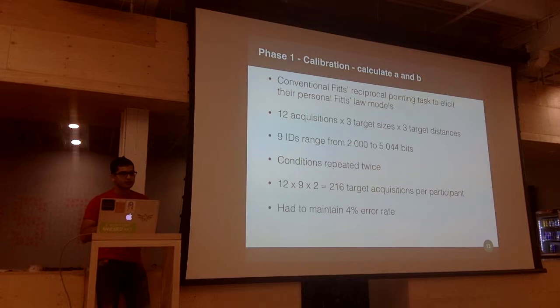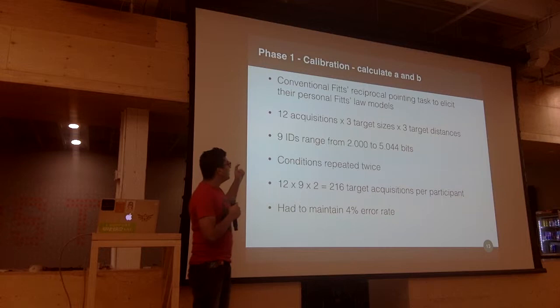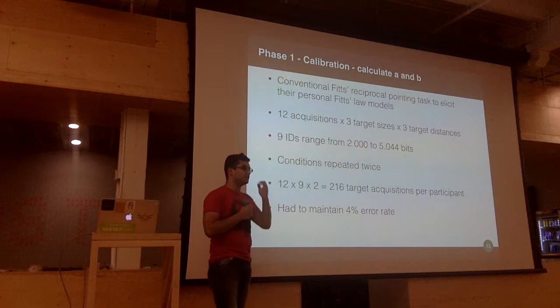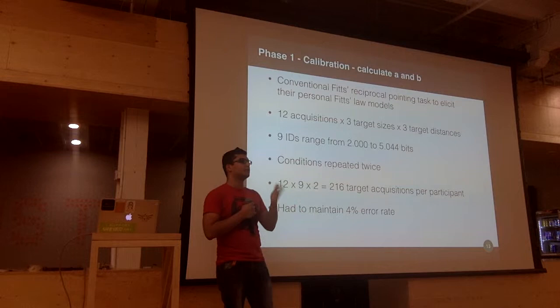The way they did it was because one of the assumptions is that the a and b regression coefficients have to remain the same. So instead of just fixing an a and b coefficient, they wanted to do it per user so that they're able to look at a user's Fitts and error rate across different age ranges, since what is fast for someone might be slow for someone else. So what they did was they did it in two phases.